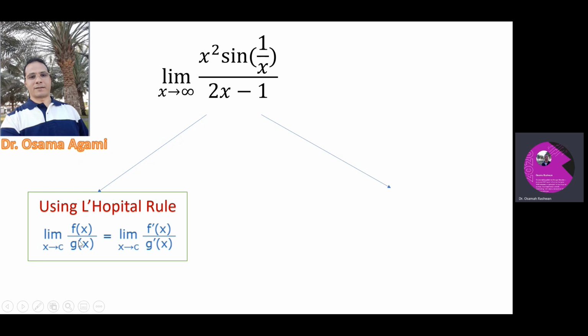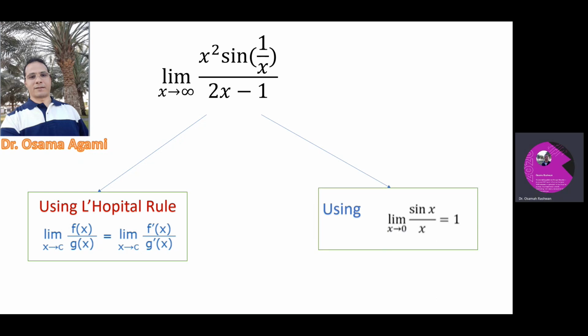If you have a rational function, and the numerator and the denominator, when you substitute x equal to c, give 0 over 0, which is an undefined value, you can differentiate the numerator separately and differentiate the denominator separately. If you substitute x equal to c and you still have 0 over 0, you can do the same thing again, so you have f double dash of x over g double dash of x, and substitute until you get a defined value.